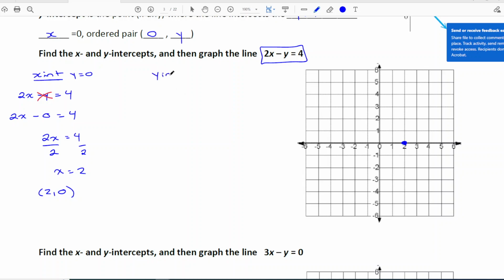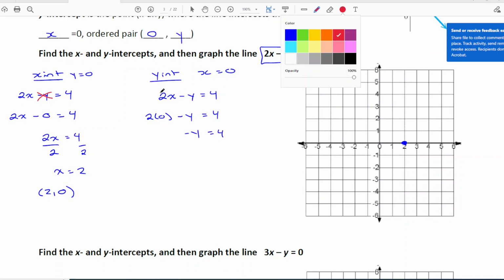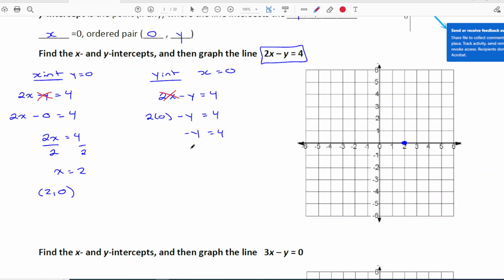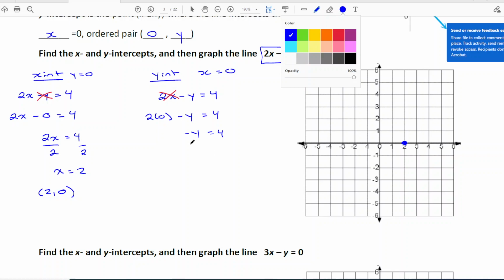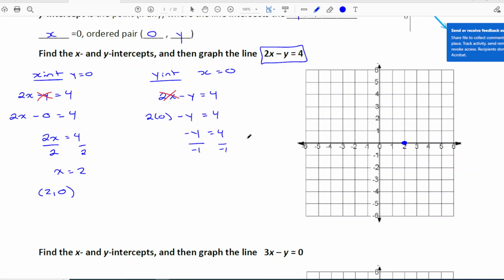To find the y-intercept, you're going to let x equal 0. So when you have your equation 2x minus y equals 4, you let the x value be 0, which makes the x term go away. 2 times 0 is 0, so I'm left with minus y equals 4. Again, right off the bat, I just cross out the x value and whatever's attached to it when I'm solving for y. Divide both sides by -1, or multiply both sides by -1, and I get y equals -4.